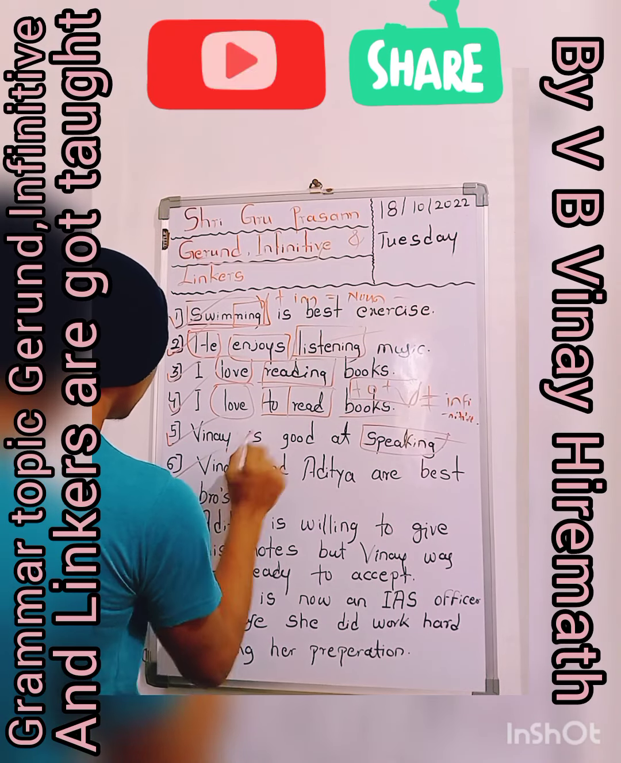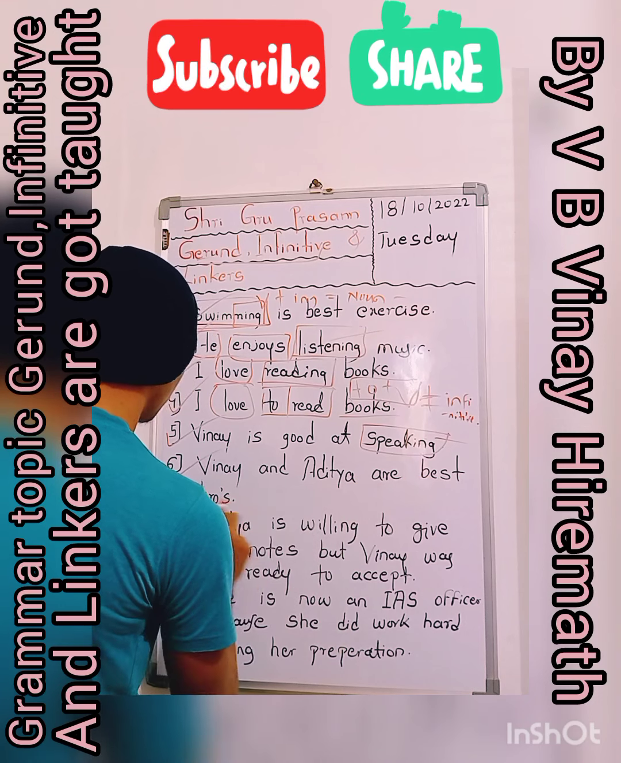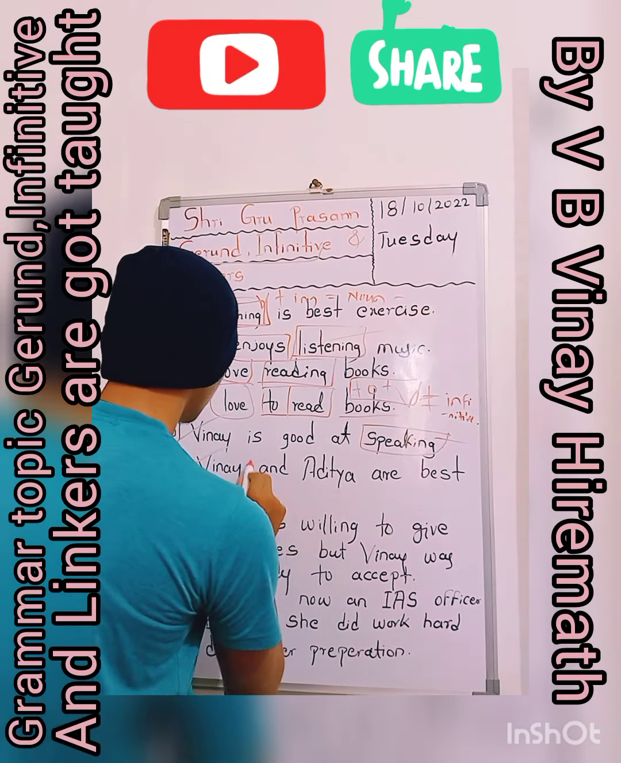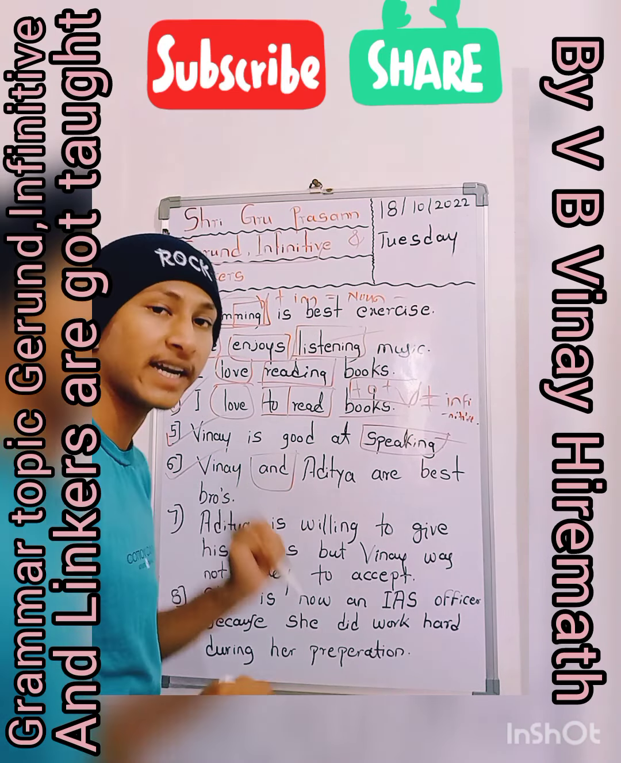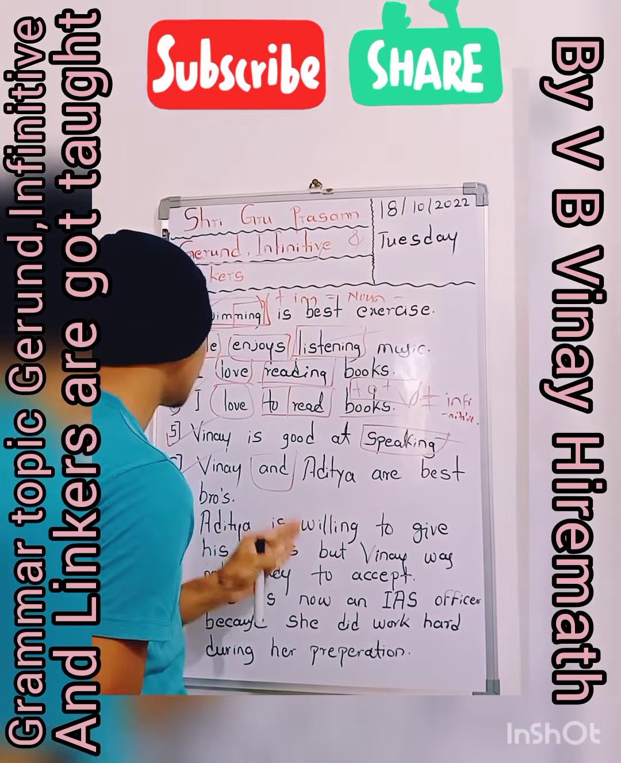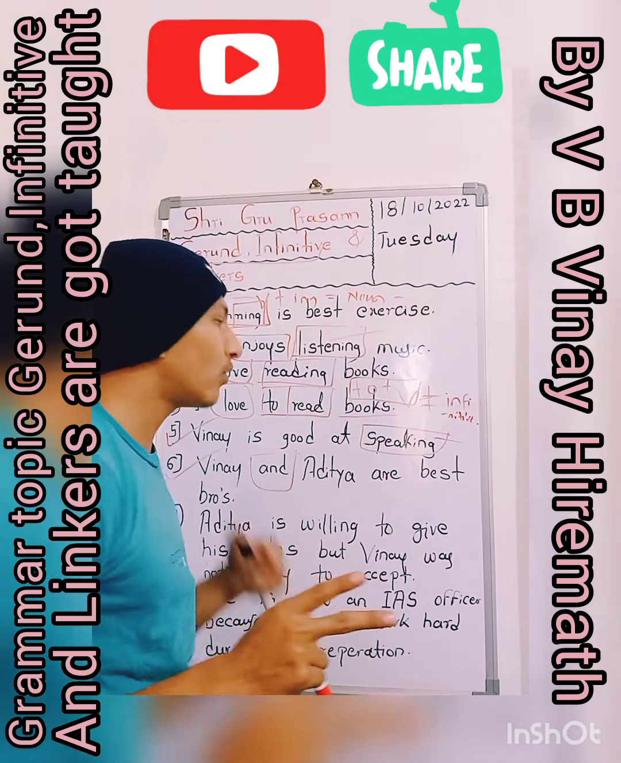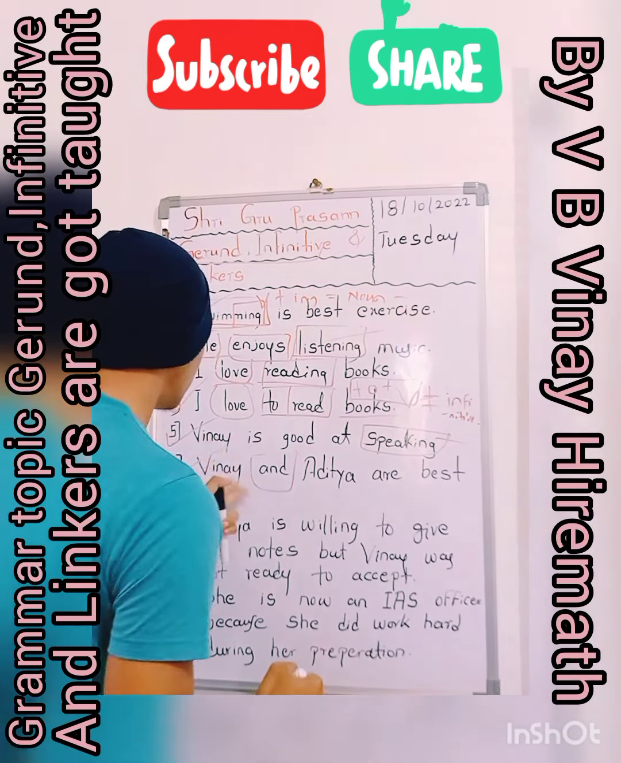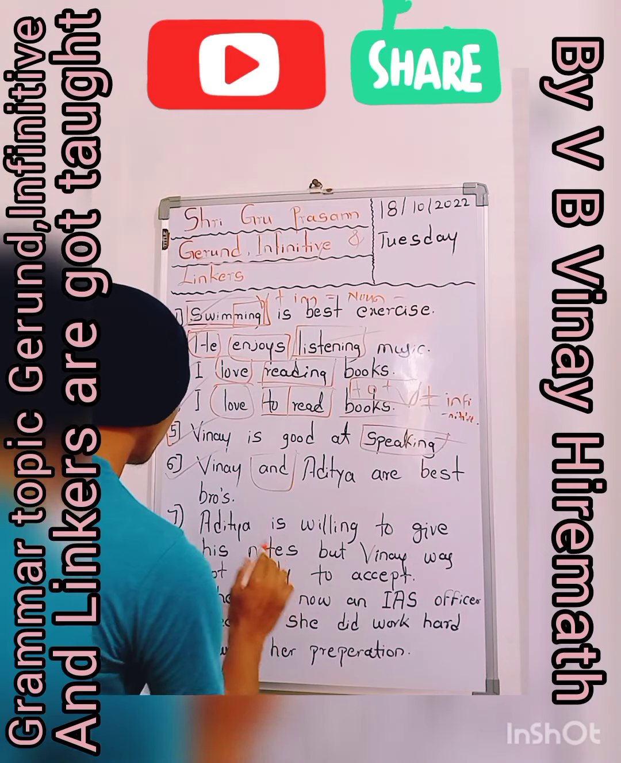Here the sixth example is of linkers. Vinay and Aditya are best brothers. Here what is the linker? If you find "and", this is the coordinating conjunction. Coordinating conjunction means what? It joins two independent clauses and becomes the bridge between them. That we call the coordinating conjunction. And subordinating conjunctions are given below here.